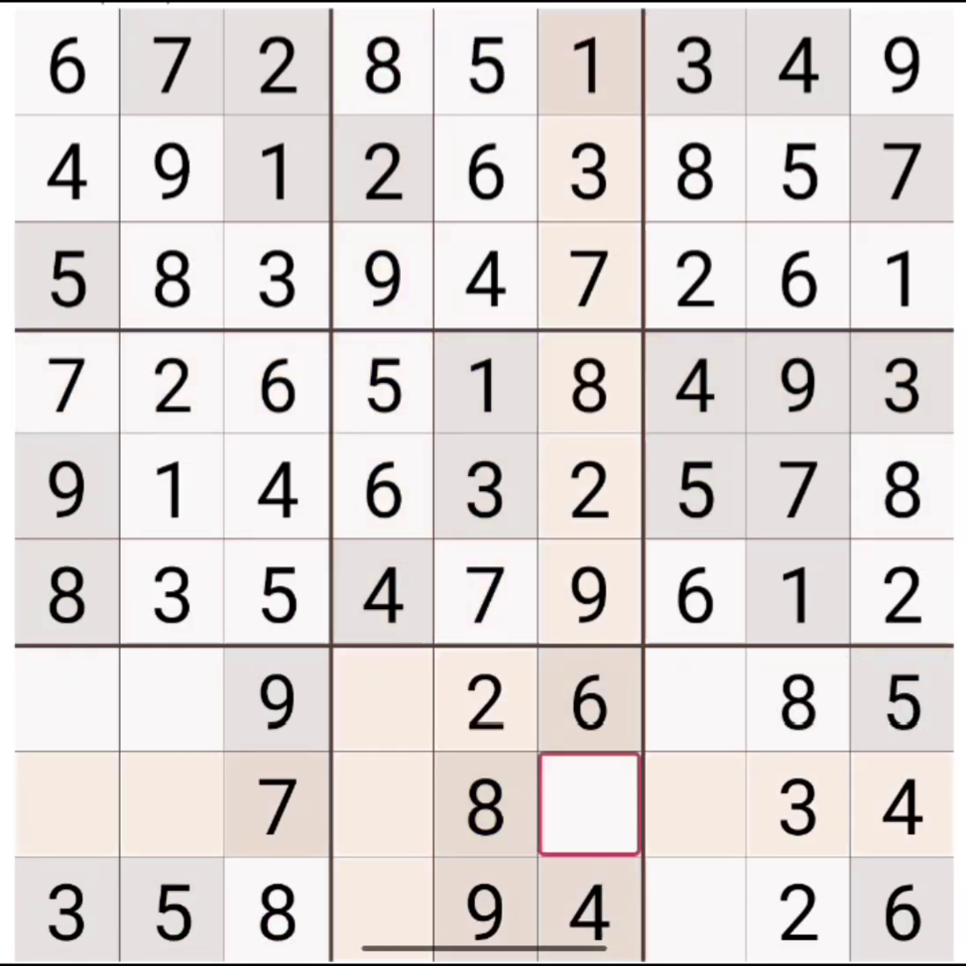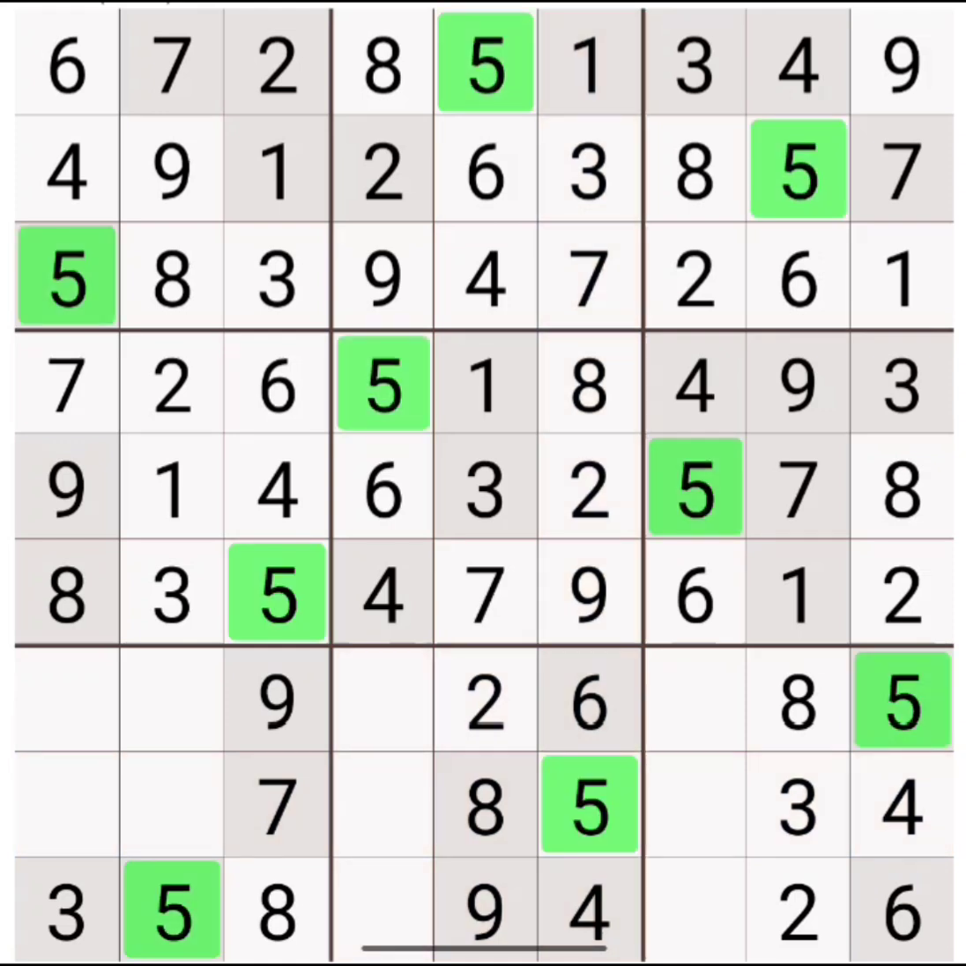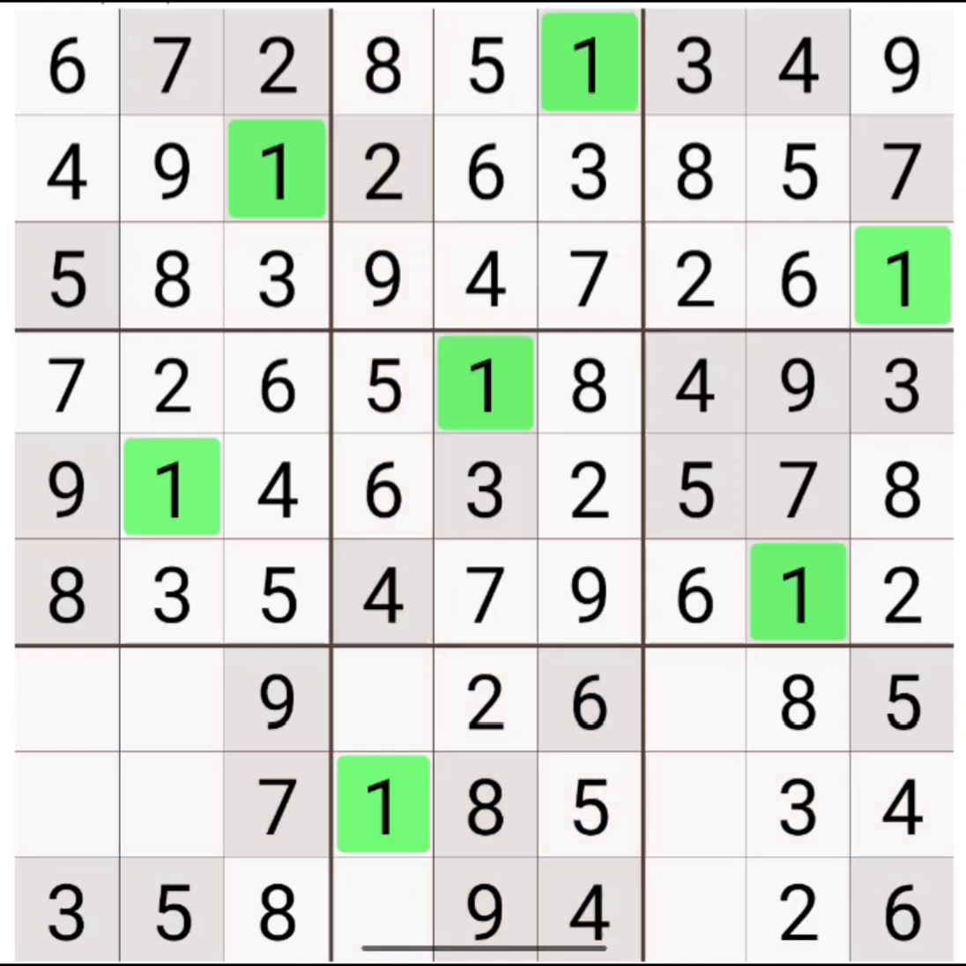So, let us complete the sixth column. 1, 3, 7, 8, 2, 9, 6, 4 are there. Only 5 is missing. So, we'll place 5 here. Now, let us complete this middle box. In this box, 2, 8, 9, 6, 5, 4 are there. So, 1, 3 and 7 are missing. But we cannot place 3 and 7 in this cell because they are in the same row. So, we'll place 1 here.